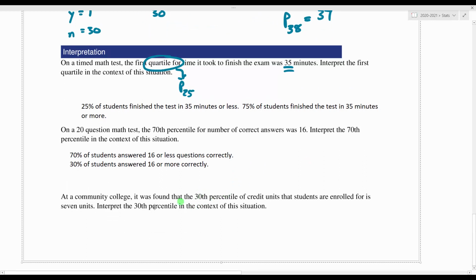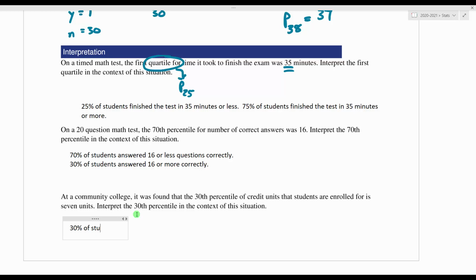So we've got another one here. This one is the 30th percentile. At this community college, it was found that the 30th percentile of credit units that students are enrolled for is 7 units. So we're going to say 30% of students are enrolled in 7 units or more. I'm sorry, 7 units or less. Because with the 30th percentile, there's the bottom 30 and the top 70. If they're enrolled in 7 units, then we would say 30% of students are enrolled in 7 units or less, or we could say 70% of students are enrolled in 7 units or more.